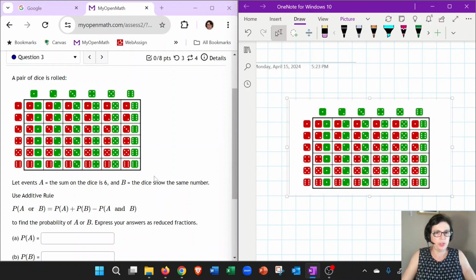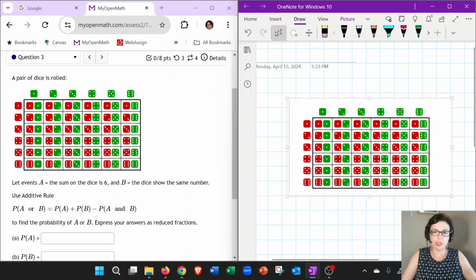Hi guys, in this video we are going to take a look at using the additive rule for a pair of dice question. So here we have event A, that the sum of the dice is 6, and B, that the dice show the same number. And we want to use the additive rule for this kind of question. So first it's asking us what's the probability of A?